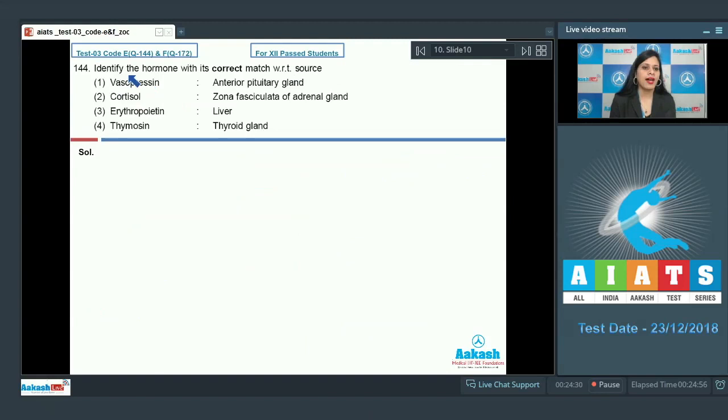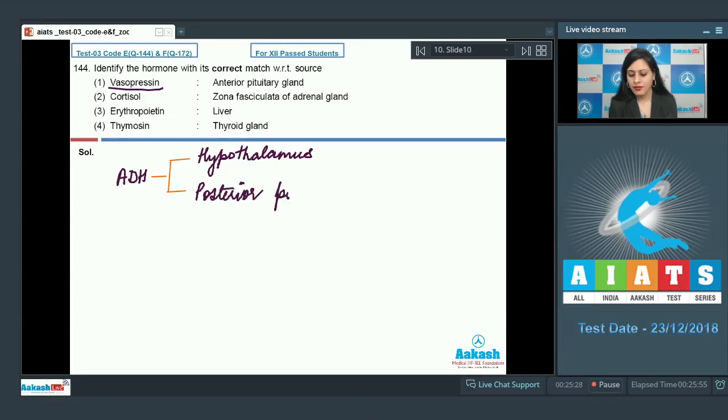Question number 144. Identify the hormone with its correct match with respect to source. The very first option given is vasopressin, and vasopressin, also known as ADH or antidiuretic hormone, is secreted from the hypothalamus but released from the posterior pituitary gland. So the first option, vasopressin with the anterior pituitary gland as source, is an incorrect match.